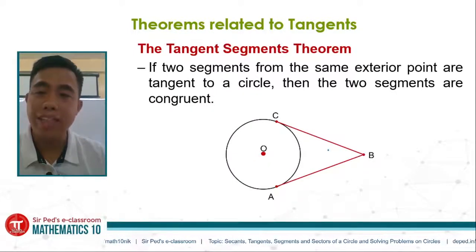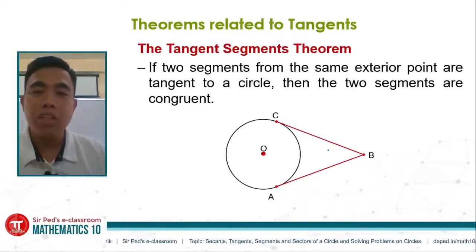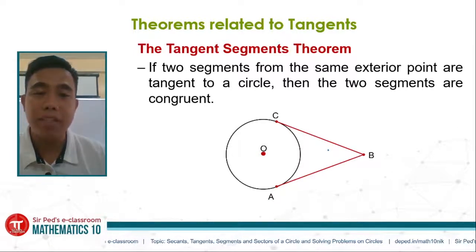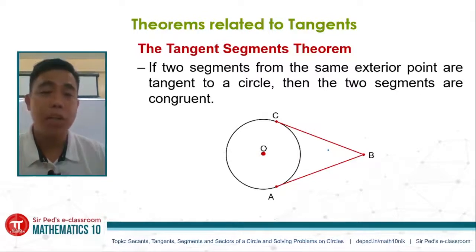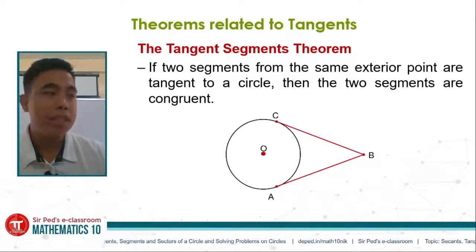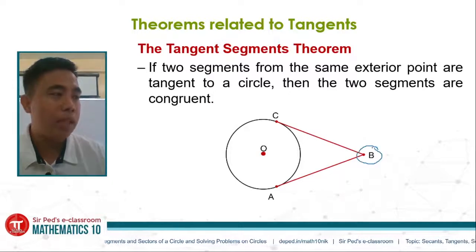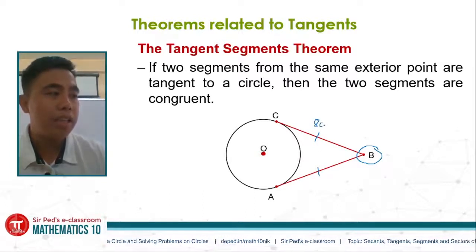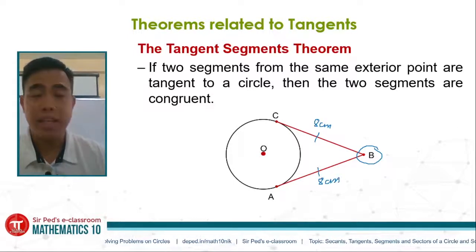And then the next theorem is the tangent segments theorem. If 2 segments from the same exterior point are tangent to a circle, then the 2 segments are congruent. So in this case, CB and AB are tangent segments and intersect at point B. So CB is congruent to AB. So if this is 8 centimeters, therefore AB is also equal to 8 centimeters.